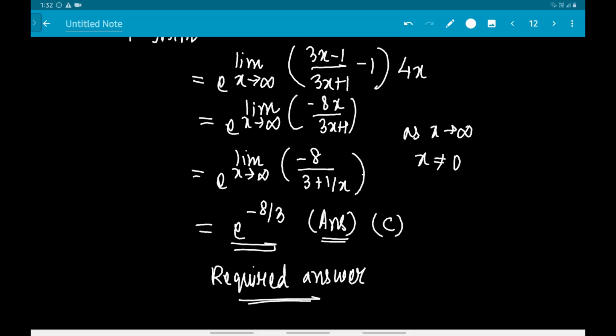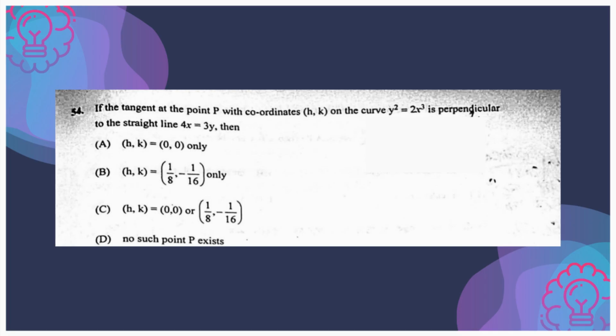Okay, so this is the answer. Now next we come to the sixth question. It is given that the tangent at the point with coordinates h comma k on the curve y square equal to 2x cube is perpendicular to the straight line 4x equal to 3y.